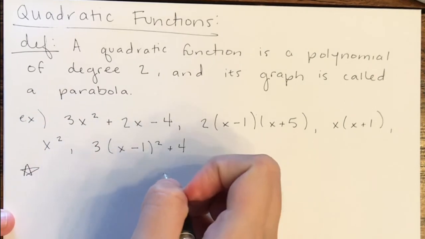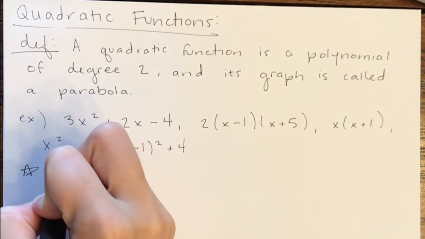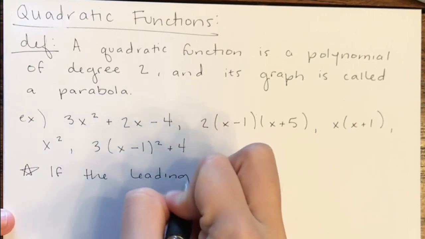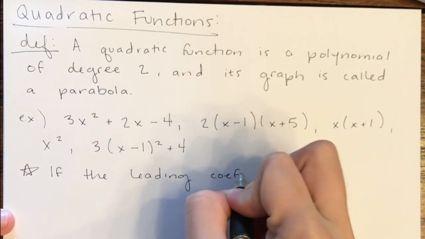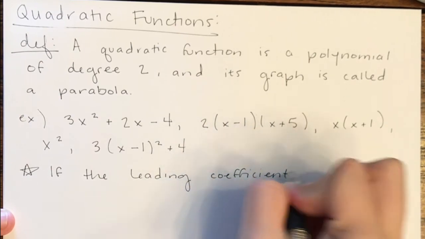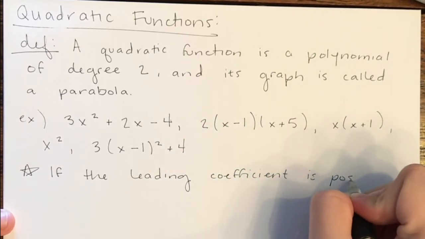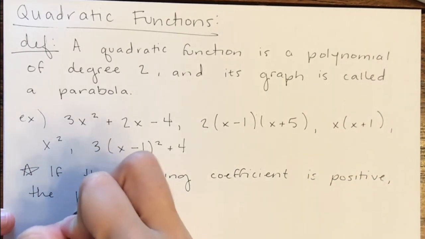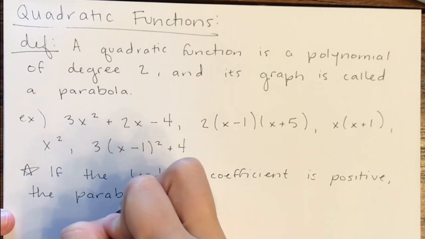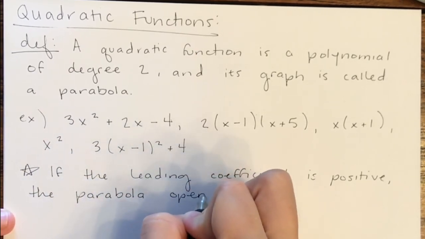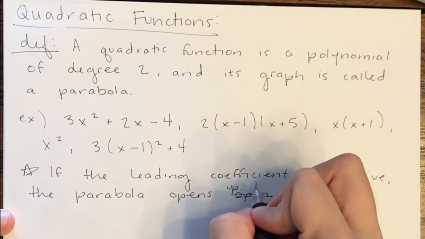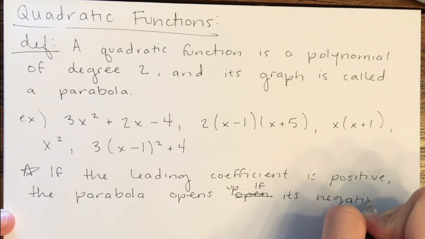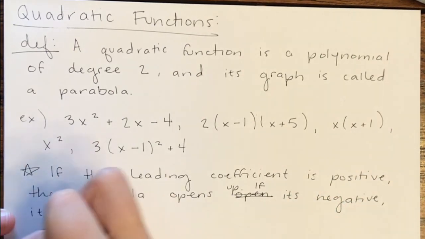Our first fact about quadratics: if the leading coefficient is positive, the parabola opens up. If it's negative, it opens down.